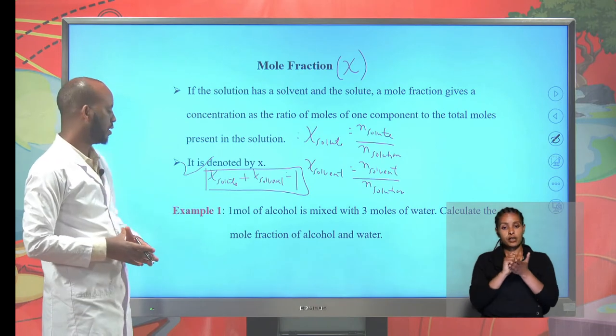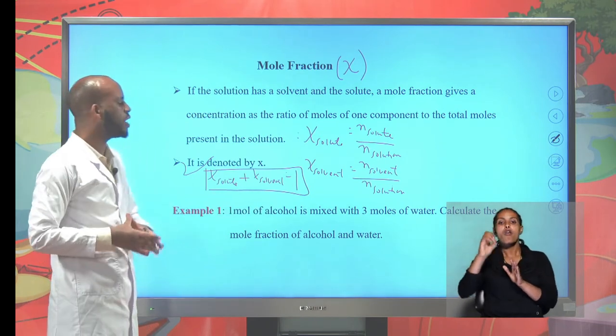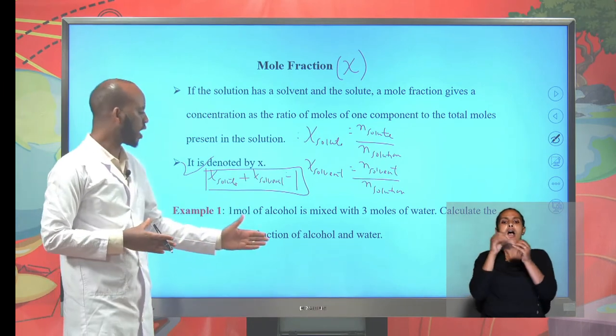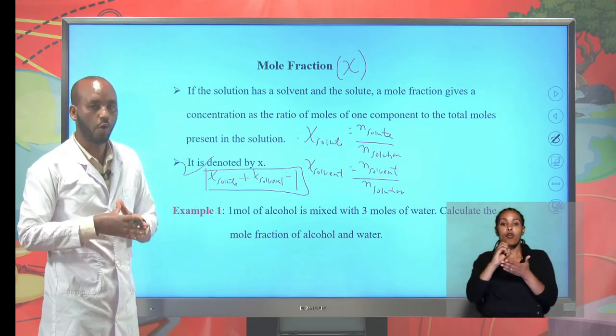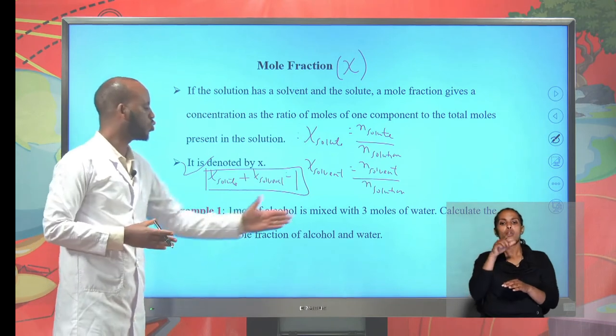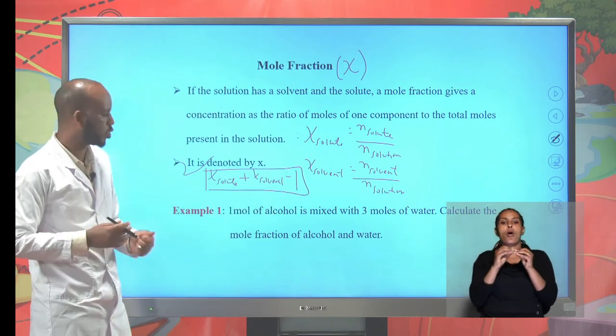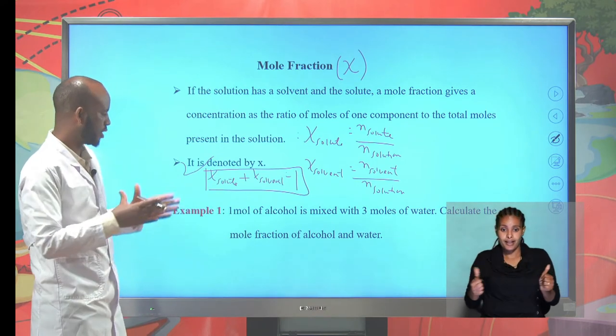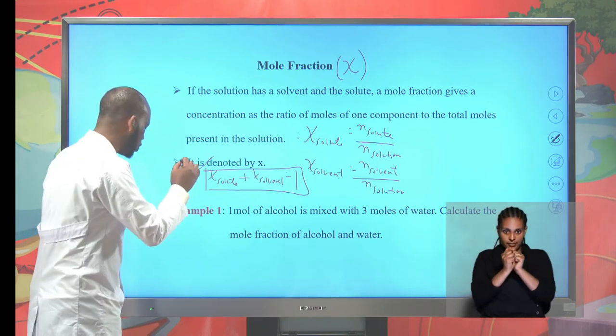For example, 1 mole of alcohol is mixed with 3 moles of water. Calculate the mole fraction of alcohol and water. You are asked to calculate mole fraction of the solute and mole fraction of the solvent. Let us do it together. Solution.